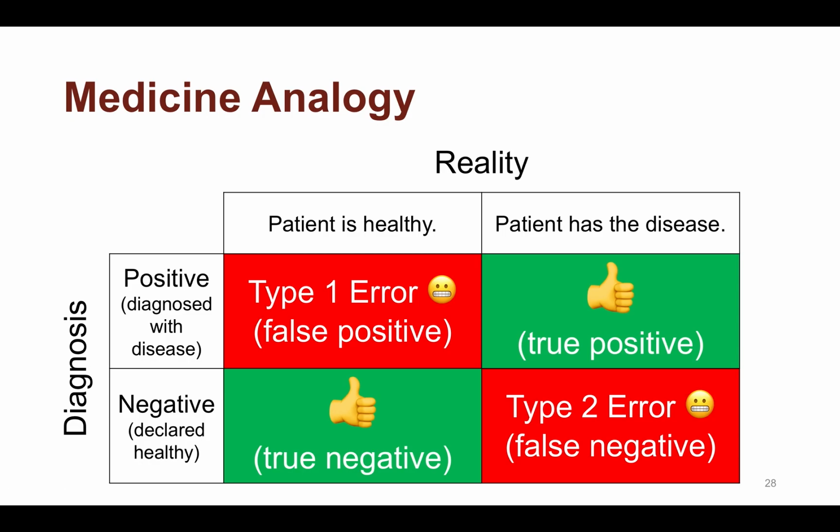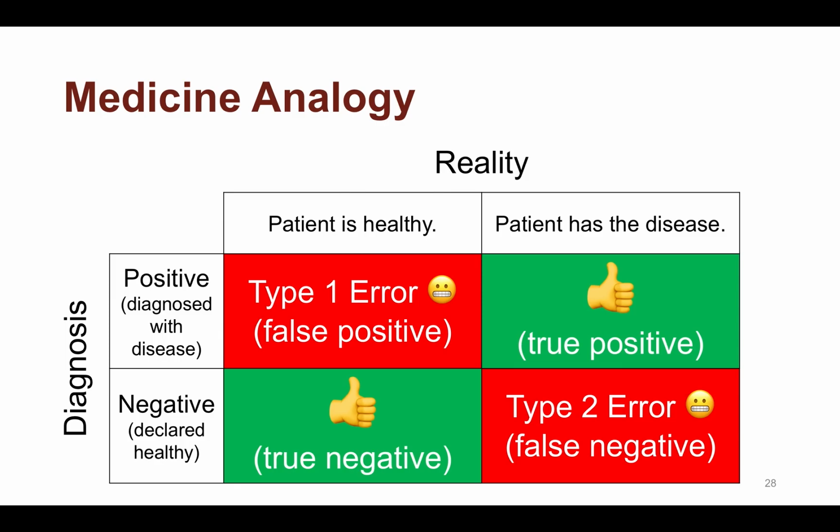Medicine analogy. If a doctor is trying to diagnose someone, or is checking someone and trying to decide whether they have some disease, if in reality the patient is healthy, but the doctor makes a positive diagnosis, and this is literally where this terminology comes from, that's a false positive. That could lead to them being treated for a disease that they don't have. If they do have the disease, but there's a negative diagnosis, so basically they're declared healthy even though they actually have the disease, that's known as a false negative, a type 2 error.